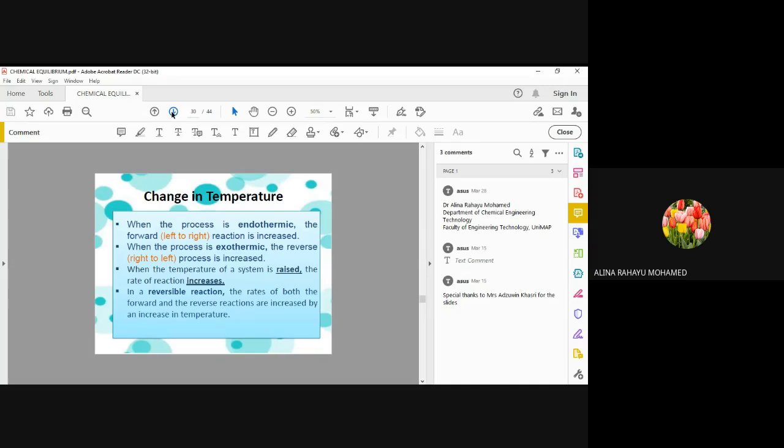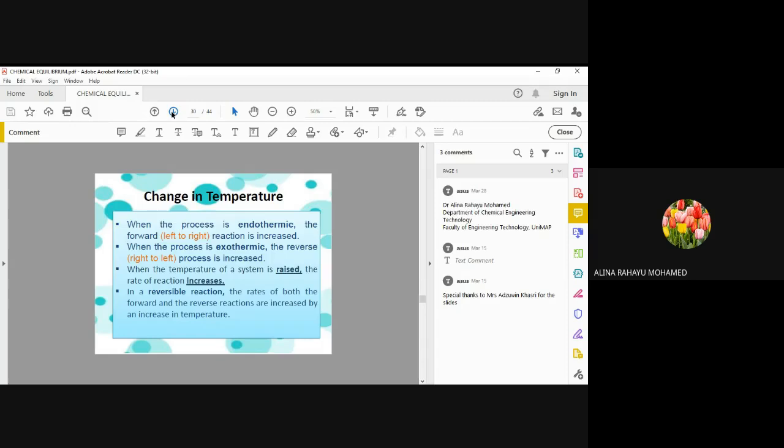When the process is endothermic, endothermic means we provide heat to the reaction mixture, the forward or the left to right reaction is increased. So it wants to form more products. When the process is exothermic, the reverse, right to left, is increased. When the process is exothermic, heat is being removed, so the reverse process is increased.